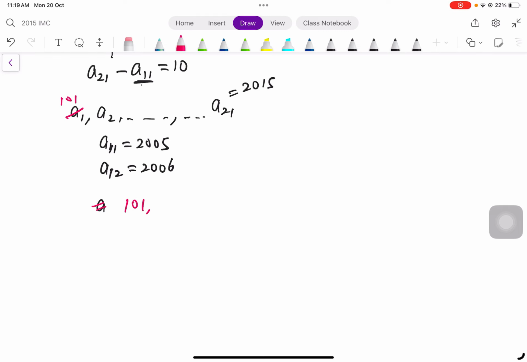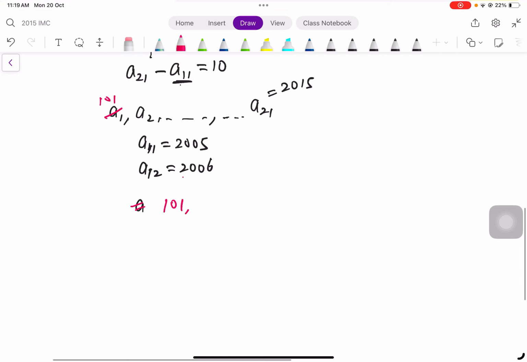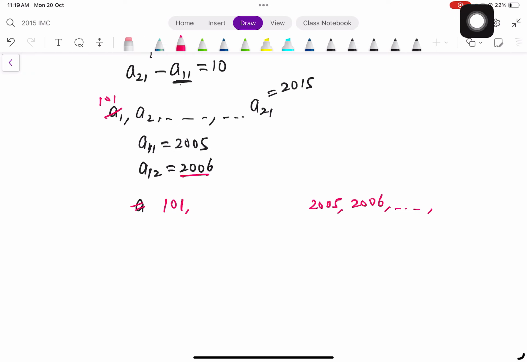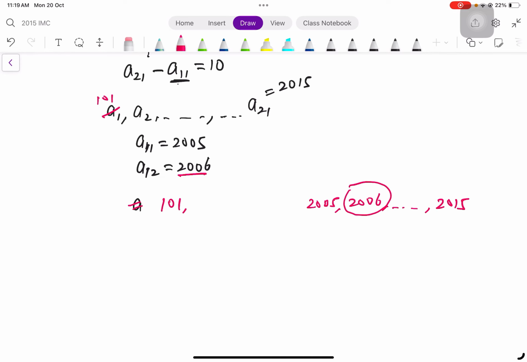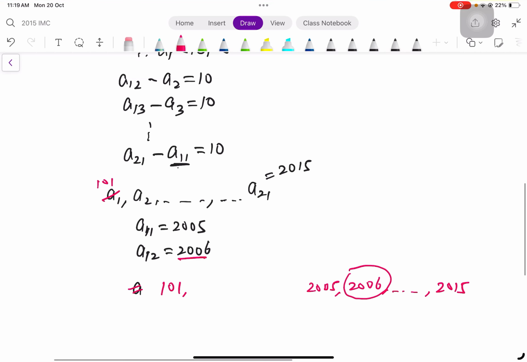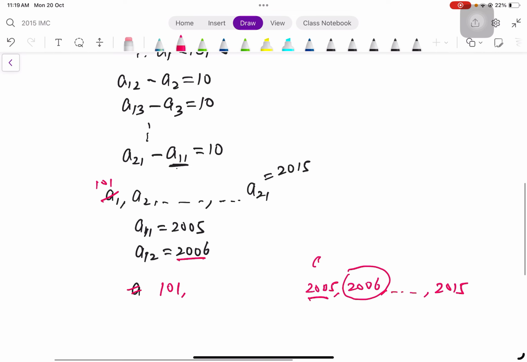Then in this case, can you see that A12 will be 2006, and this is 2005, 2006, all the way until you hit 2015. And this part here is A11.